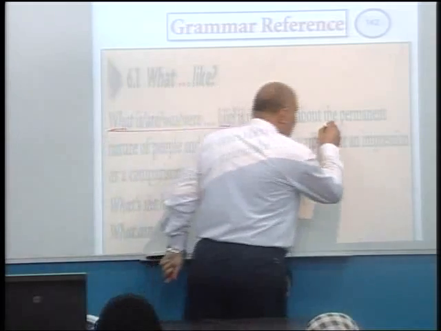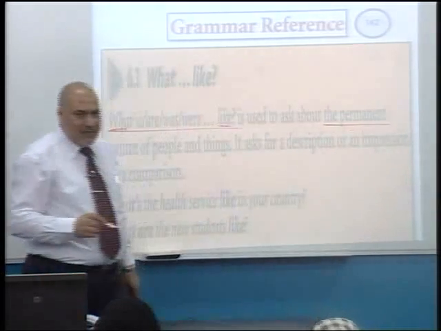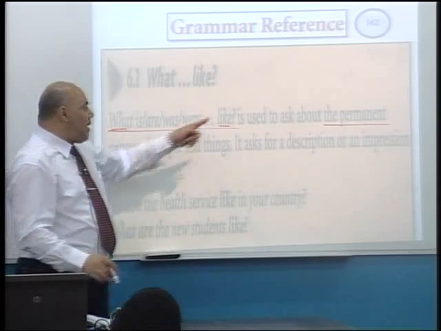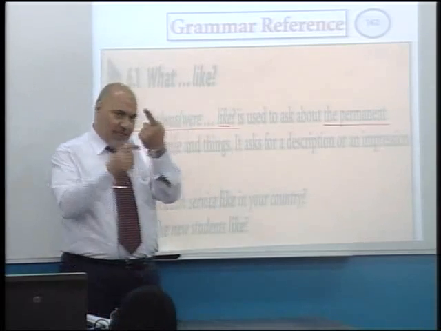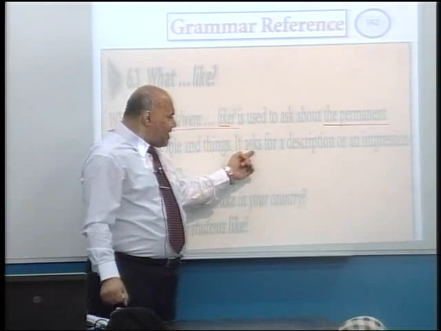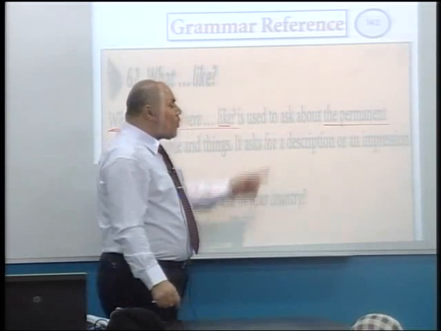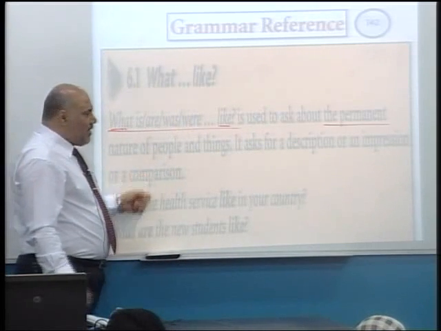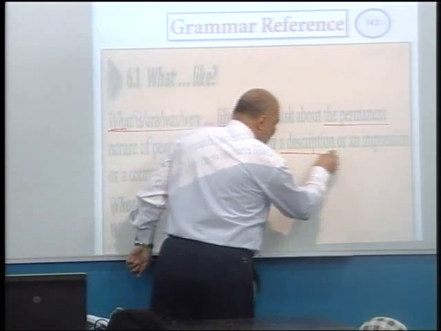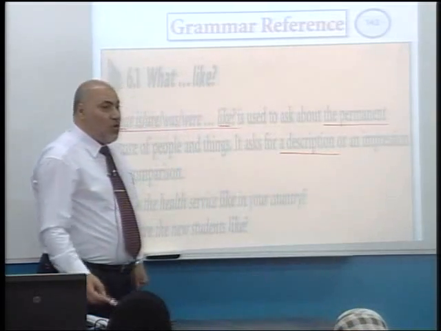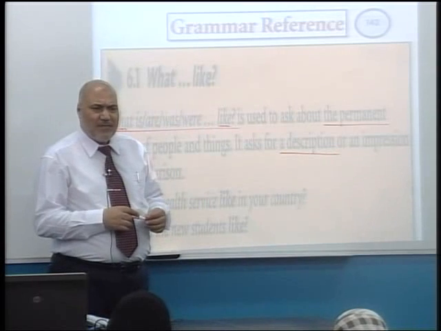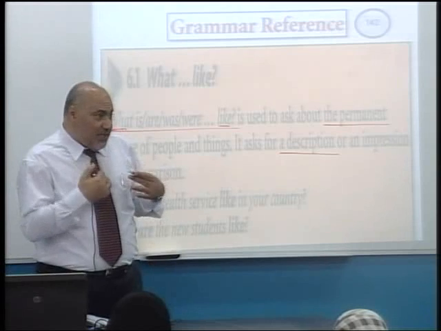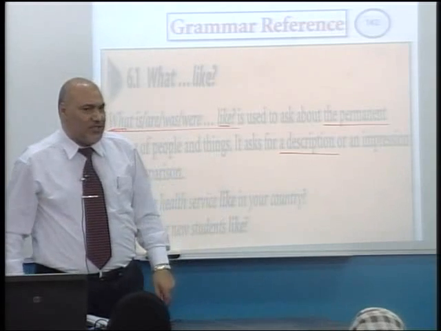The permanent description, not changed. The permanent one. Also, this is number one. Number two, it asks for description or impression or a comparison. So, it speaks about the description or the impression. What's the impression? She is really beautiful. My impression is she's beautiful. Someone says no, she's not beautiful.